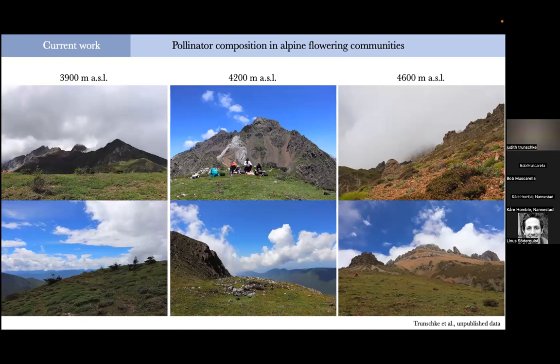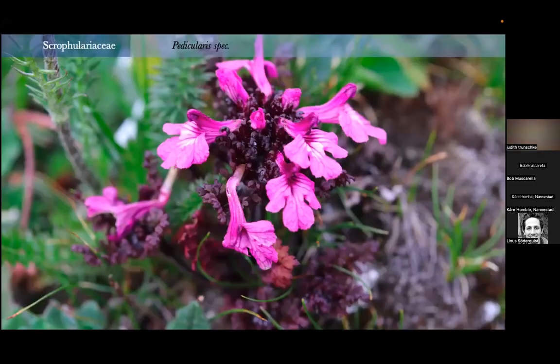So two of these field sites occur in the Hengduan Mountains at 3,900 meters, and I also went to the first peak at 4,200 meters. And then we drove a little bit further away, where I could easily access a meadow at 4,600 meters. And hopefully in the future I can add more. Here you can see some landscape impressions from these field sites, and this is a bit of the plant community occurring there.